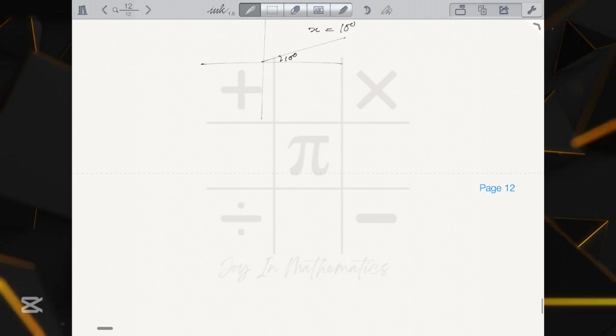Let's have another example. Question 3 now. Let's have angle 135 degrees. You can pause the video now and give this a try. Angle 135 degrees.